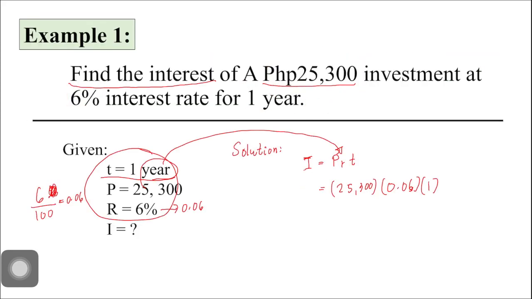So how much is 25,300 times 0.06 times 1? That's 1,518 pesos. So, the money of 25,300 that he invested at 6% interest rate for 1 year earned an interest of 1,518 pesos.